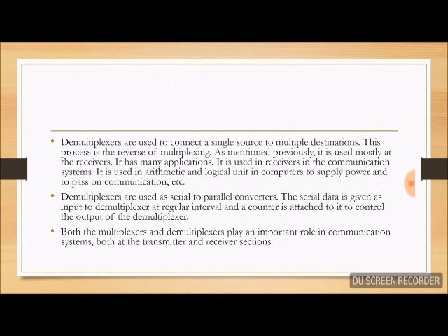It has many applications. It is used in receivers in communication systems. It is used in the arithmetic and logic unit in computers to supply power and to pass on communications. The demultiplexers are used as serial to parallel converters. The serial data is given as input to the demultiplexer at regular intervals, and a counter is attached to it to control the output of the demultiplexer. Both demultiplexers and multiplexers play an important role in communication systems, both at the transmitter and receiver sections.